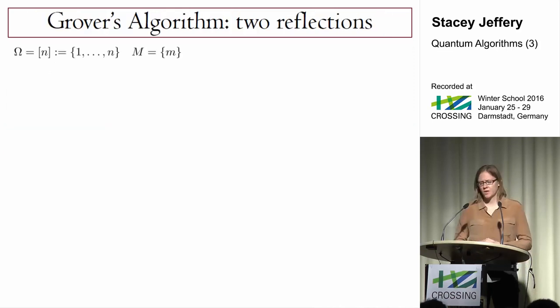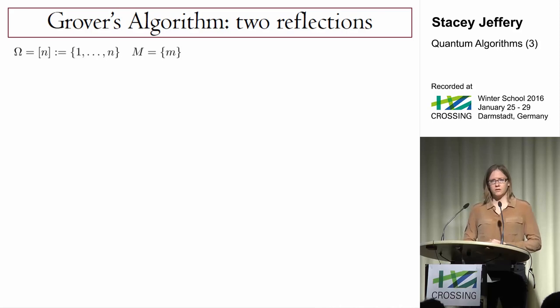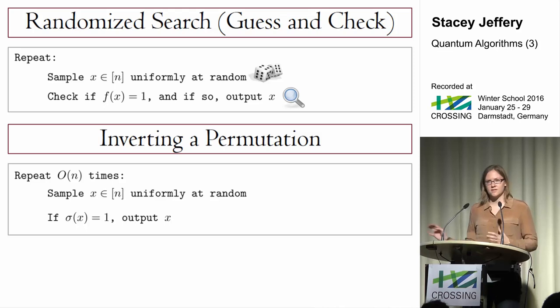For simplicity, we'll just assume that there is a unique marked element M. But before I continue, since now I'm going to be getting into quantum stuff, I just want to make sure that everyone is kind of clear on this classical stuff so far. Are there any questions about this really simple randomized algorithm?